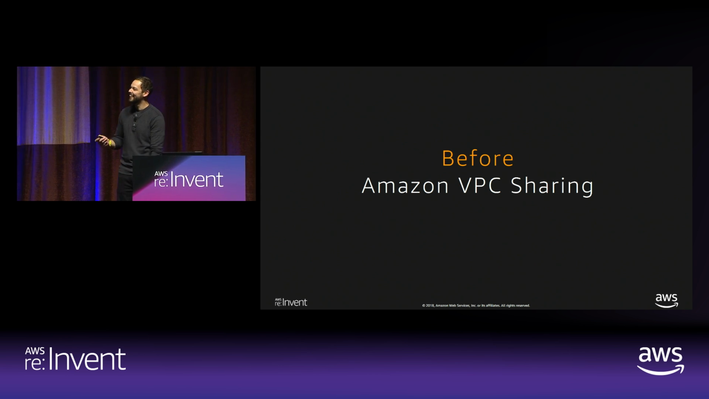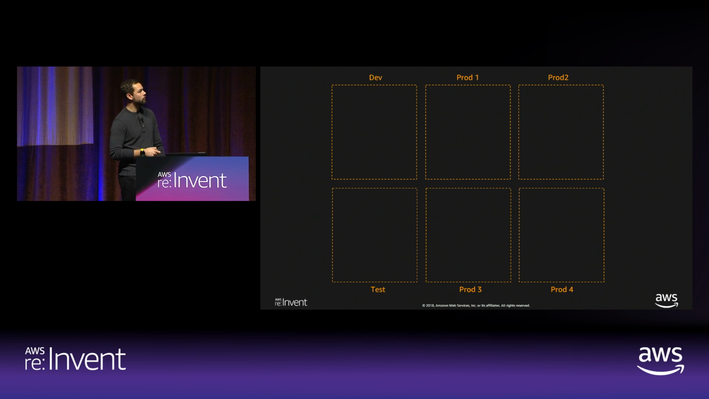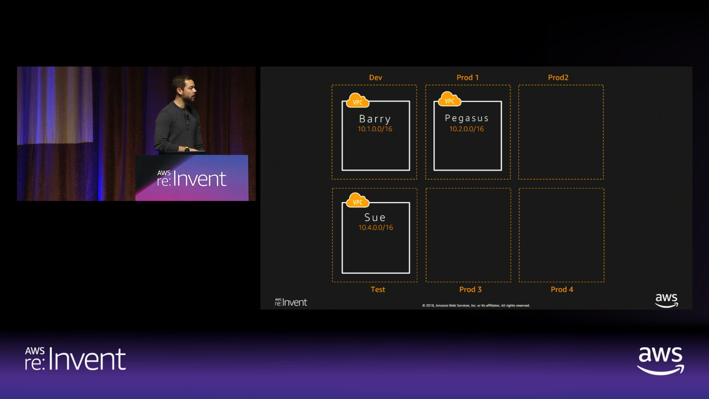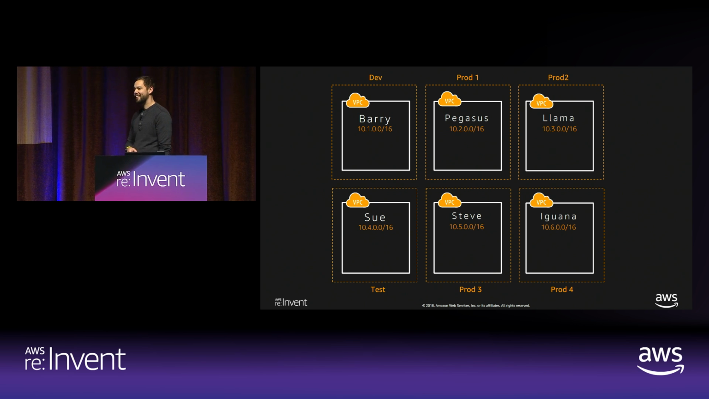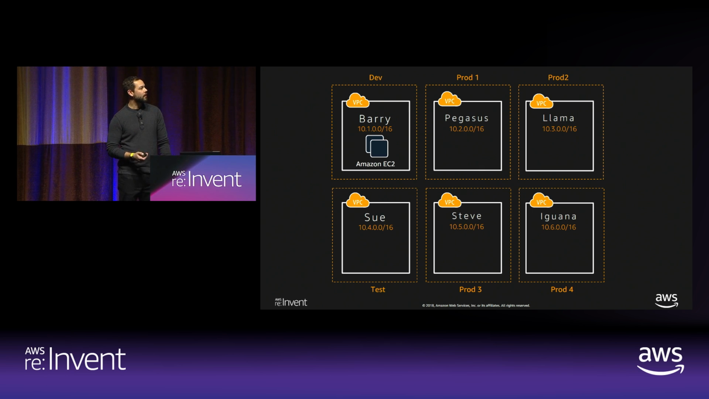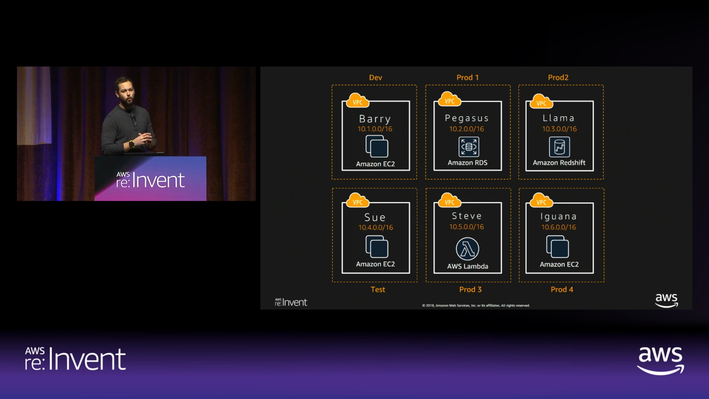Okay, so before VPC sharing, what would you do? Let's just say you had a couple of accounts. You've got some dev, some tests, prod 1, 2, 3, and 4. And inside those accounts, we've got our VPCs, Barry and Sue, our two devs. And then we've got some other VPCs, Pegasus, Llama, Iguana, Steve. I was kind of running out of names. There's probably like 50 Steves in the room here. Sorry, Steve. Inside those VPCs, we've got some Amazon EC2, maybe some RDS, some Redshift, maybe some Lambda. And these are all deployed in VPCs inside their own accounts.